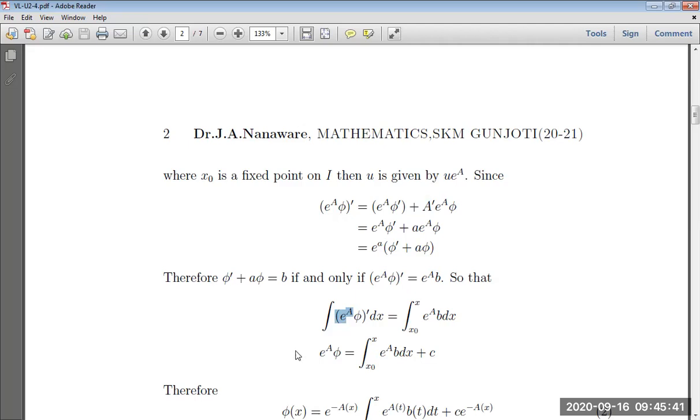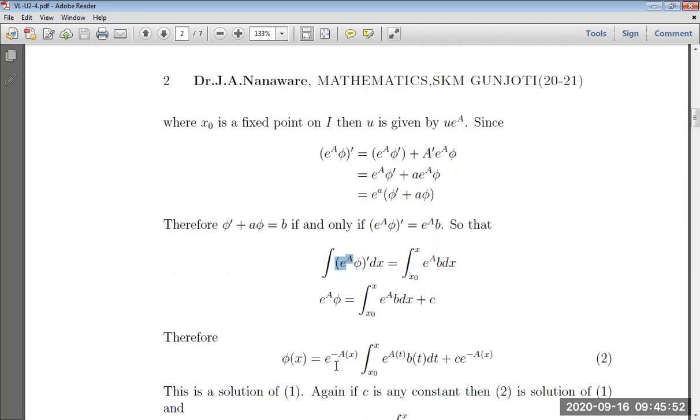And then you multiply this equation by e to the power minus A of x, the exponential function, and that will give you phi of x is equal to e to the power minus A of x into this plus a constant into e to the power minus A of x. So this is the solution of equation 1, which is the non-homogeneous general linear differential equation y dash plus a of x into y is equal to b of x.